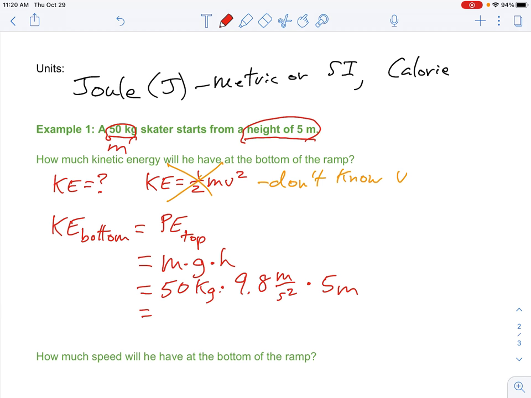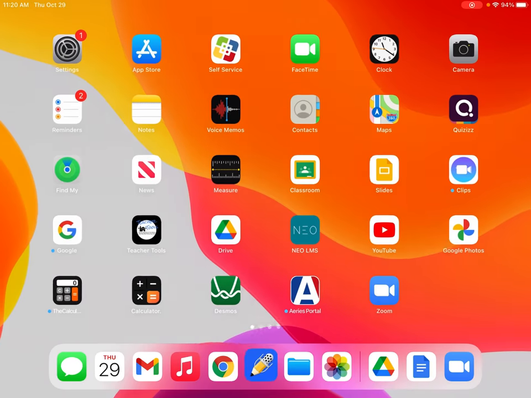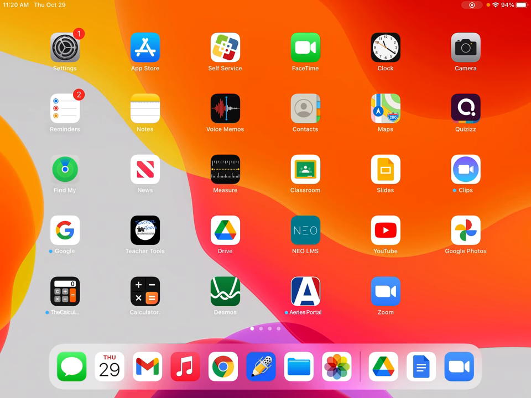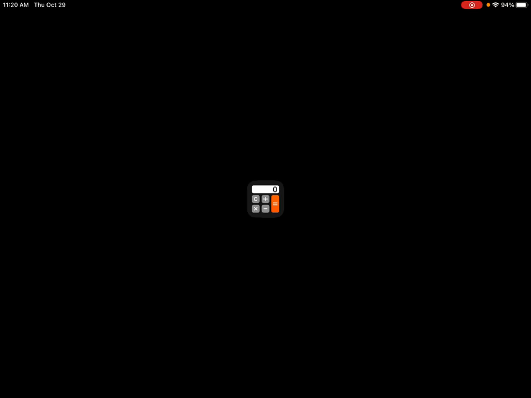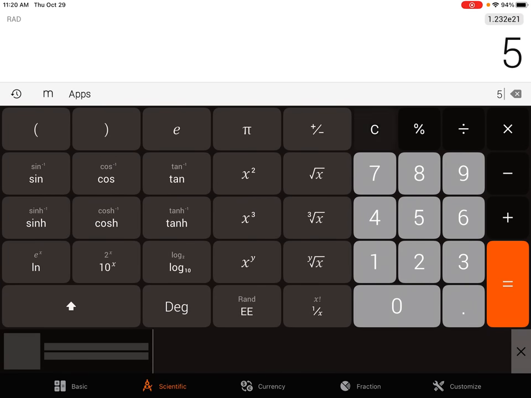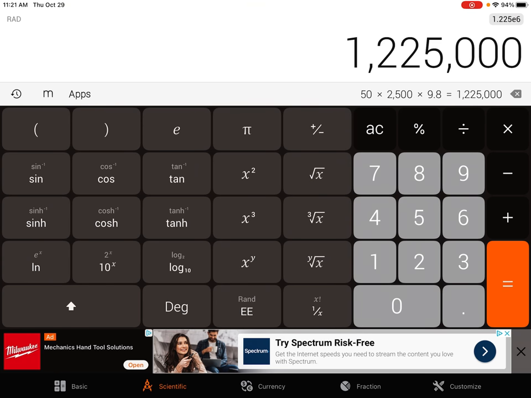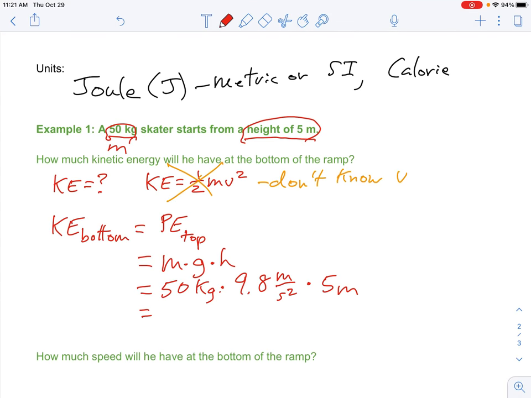Oh, let's see here. I'm going to pause. No, I can't pause. I'm going to open up my calculator app. Oh, here we go. And that was 50 times 2,500 times 9.8 equals 1,225,000. And the units for that would be joules.